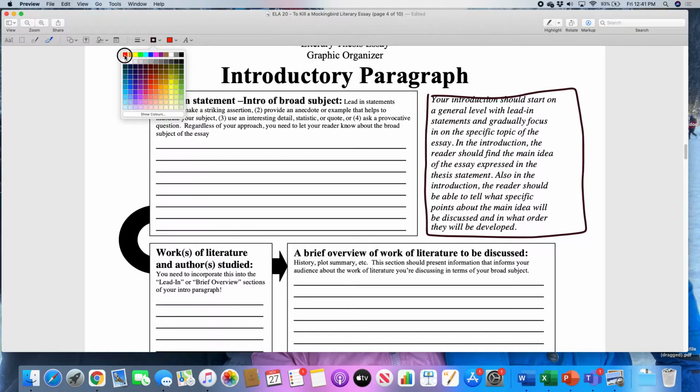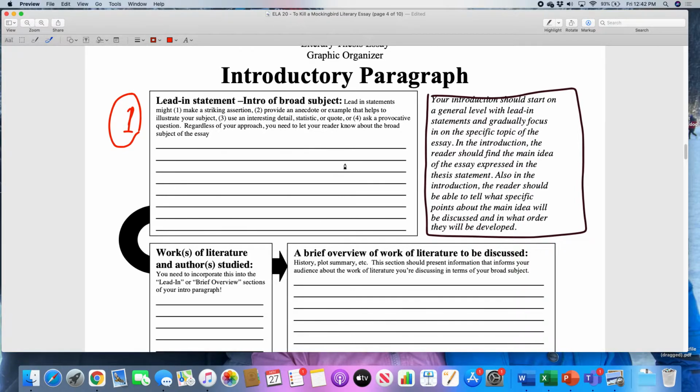I like this organizer because it gives you information about each of the points and kind of leads you through. So the first thing you do, this is where you start, okay? Number 1. This is your lead-in statement. Introduction of the broad topic. Lead-in statements might make a striking assertion, provide an anecdote or example that helps to illustrate your subject, use an interesting detail, statistic, or quote, or ask a provocative question. Regardless of your approach, you need to let your reader know about the broad subject of the essay.